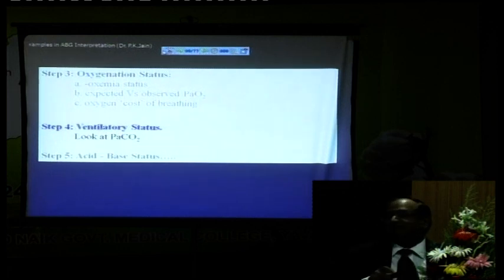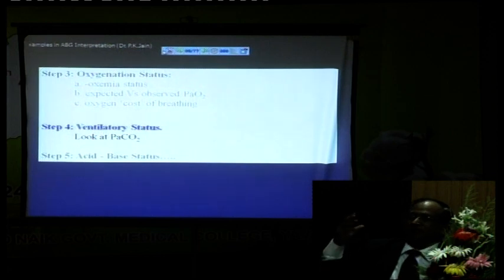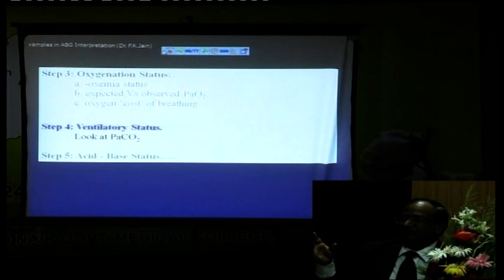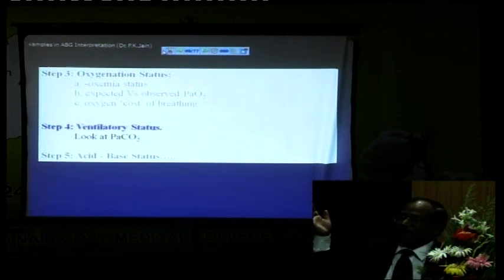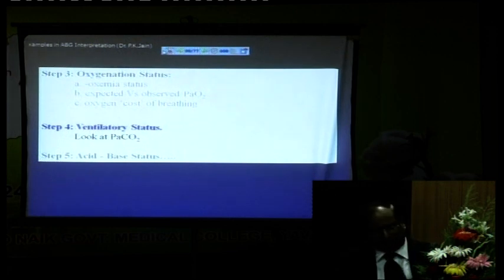So you've understood oxygenation status. What about ventilative status? Ventilative status means you only look at the carbon dioxide. Normal PCO2 is 35 to 45. If this is less than 35, he is hyperventilating and removing the carbon dioxide. And if the PCO2 is more than 45, he is not washing out, he is retaining the carbon dioxide, so he is hypoventilating.